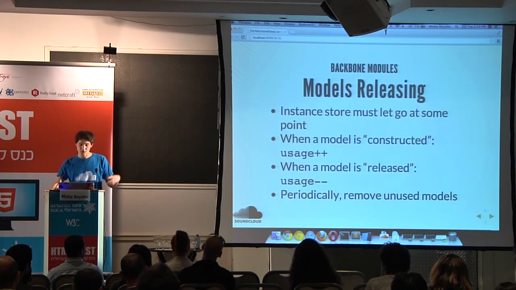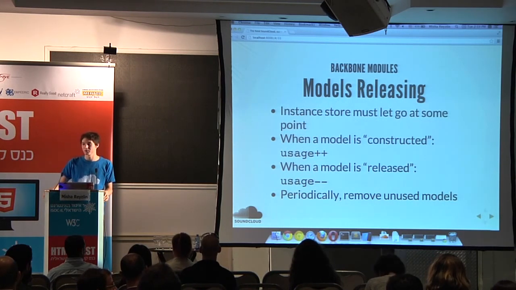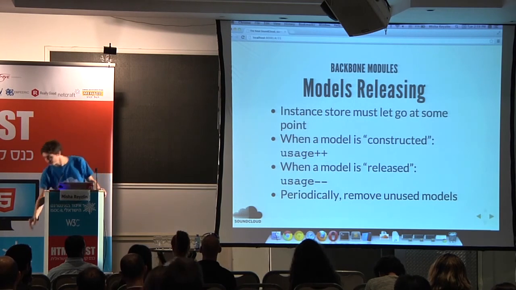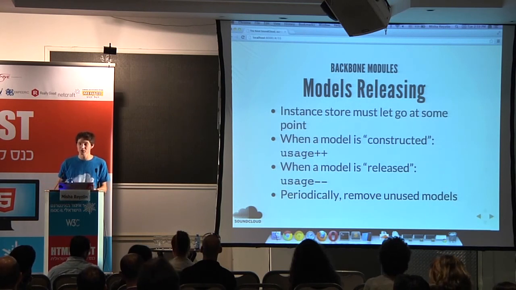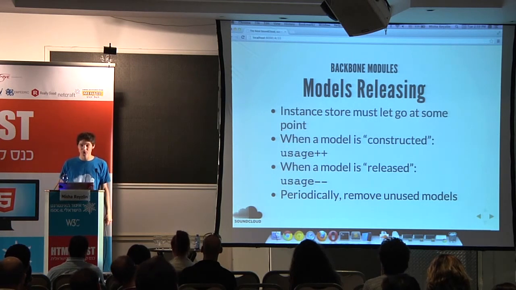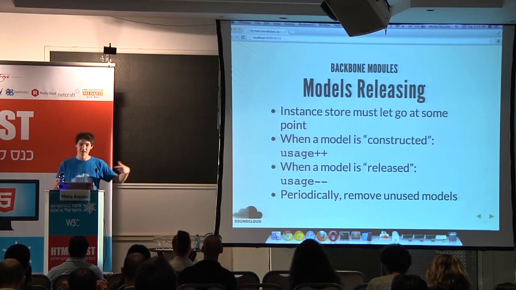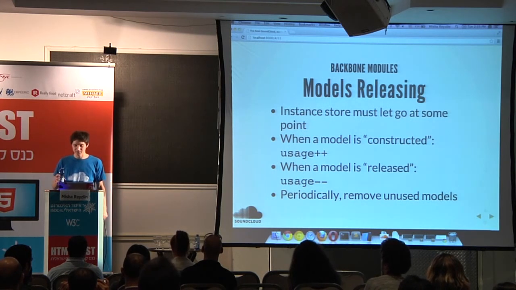Since we are holding references to all the instances of all the models that we are creating, we should care to release them from time to time. This is why we incremented the usage counter when we created a new instance of a model. When the view is being destroyed, it releases the model instance and decrements the counter of usage of these models. This way, we can do the garbage collection manually and delete the references to the models, and our application and our tab will not crash again.